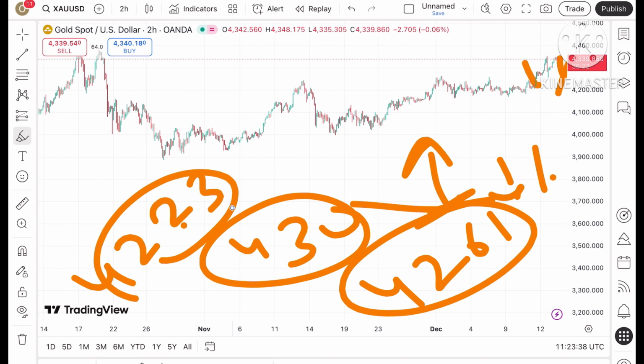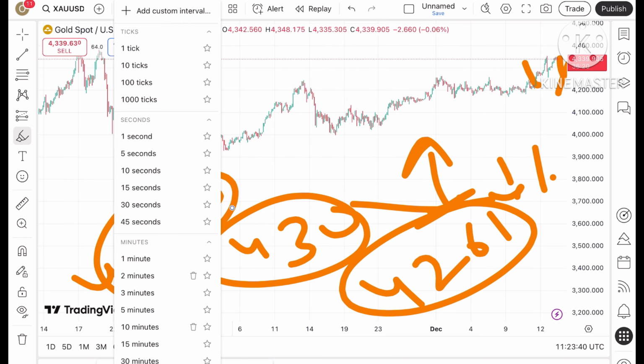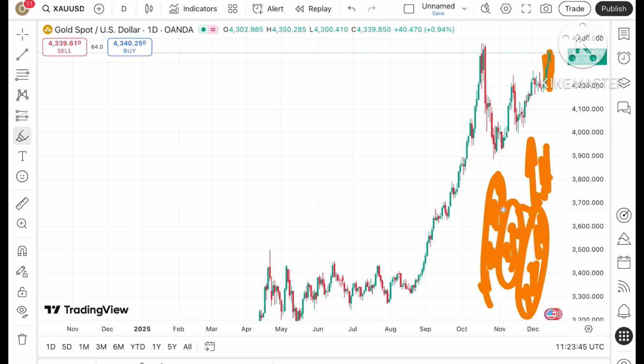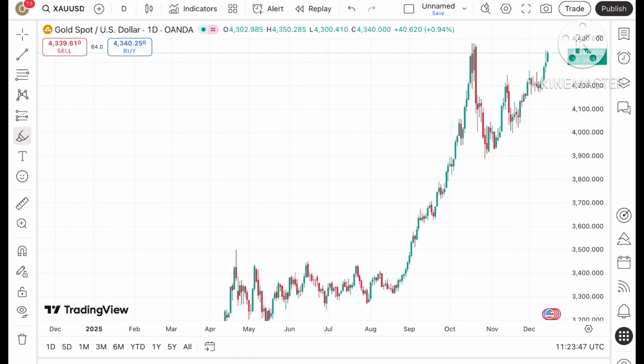Okay, now what you can see on a daily chart. See, the daily chart is very important because it determines how the price of gold is moving on a daily basis.